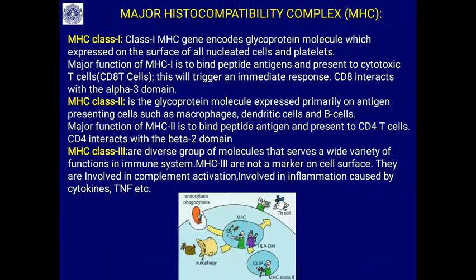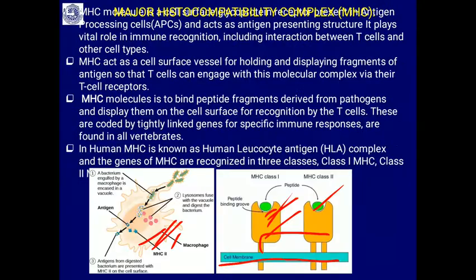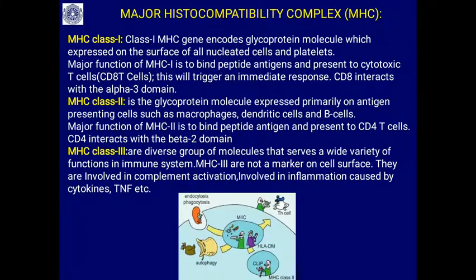What is MHC class 2? These are glycoprotein molecules expressed mainly by the macrophages. This is what you can see, the macrophage displaying the MHC 2 molecule, or else dendritic cells, or the B cells. The major function of the MHC 2 is to bind peptide antigen and present it to the CD4 T cells. CD4 T cells are the ones that activate the B cells to produce specific antibodies.